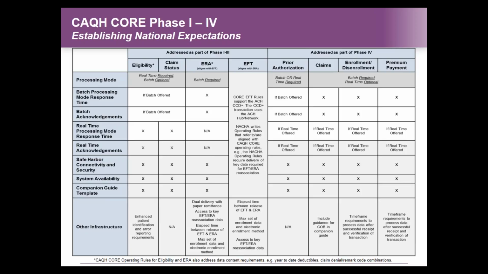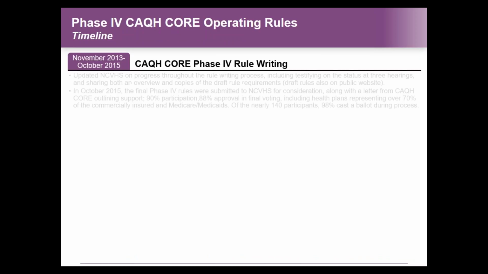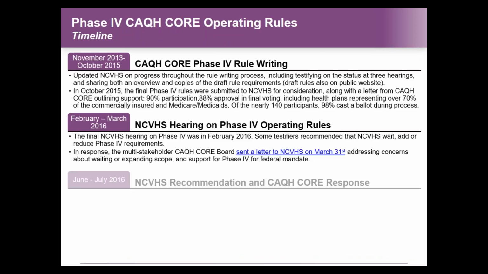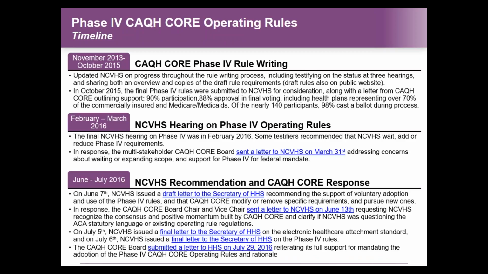So if we look at where we're going with phase 4, just as an update, phases 1, 2, and 3 are mandated. For phase 4, about 140 entities worked on those rules over a 2-year period, and there were hundreds of others that gave their input at various times. We updated NCVHS. For those of you that aren't familiar, they're an advisory committee to the secretary during that process, and they hold hearings on the rules. That happened in February and March of this year, and they eventually wrote a letter to the secretary, and the CORE board responded to the letter.